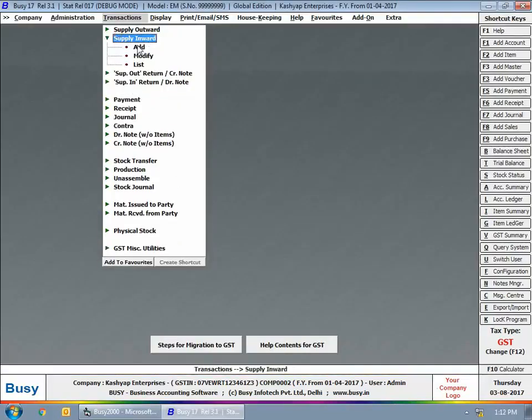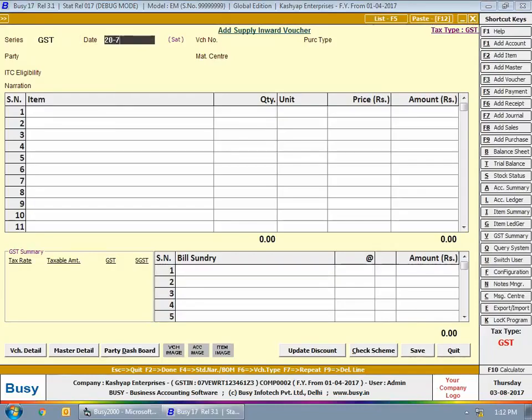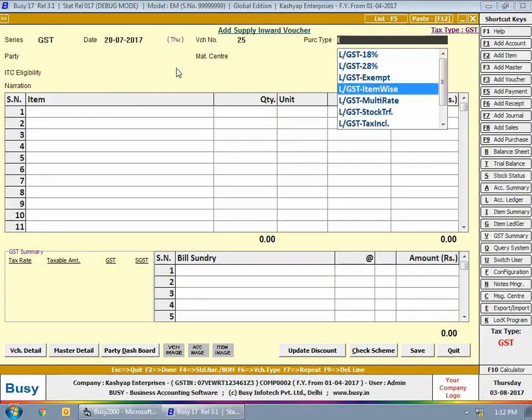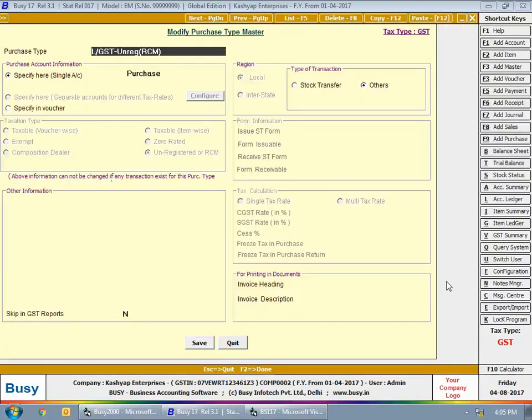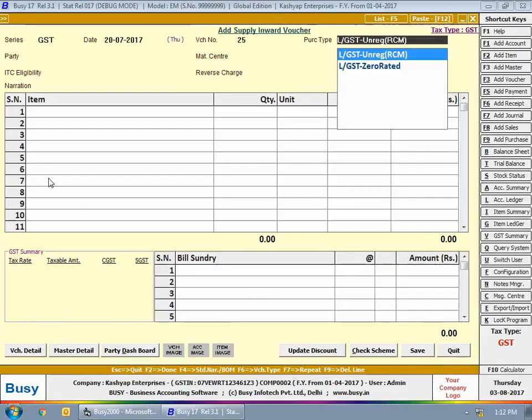In case you need to enter purchase vouchers for the expenses you have made, then in the purchase voucher also we have made the option to specify the input tax eligibility and the reverse charge type. Here we will enter one supply inward voucher, purchase voucher, and specify the date. We are entering this voucher on 20th July. We'll take the purchase type as GST unregistered RCM expense. On modifying this purchase type, you can see its taxation type as unregistered RCM expense.